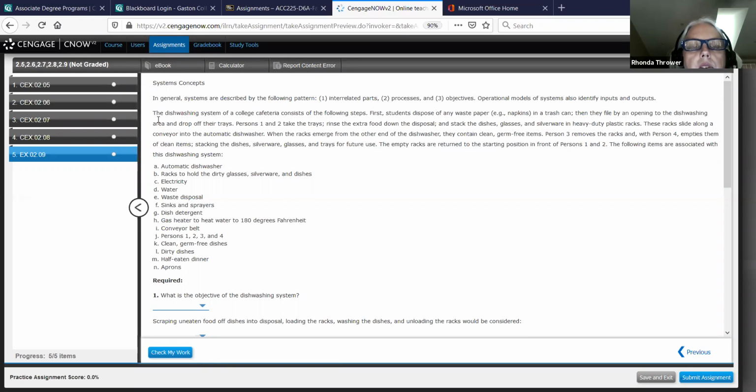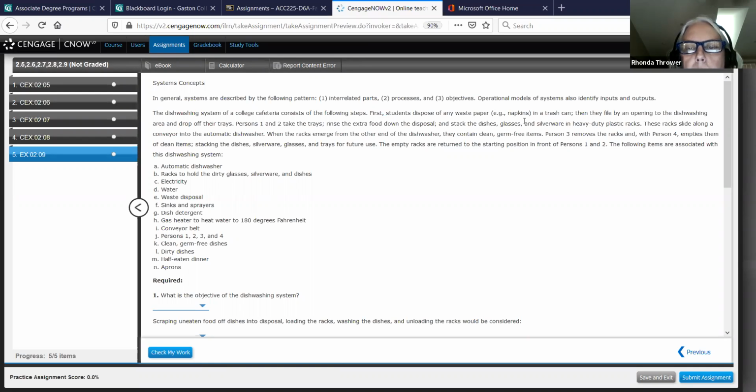Now, this is not going to be talking about an accounting system. This is just a total what if analysis here. But it's very important that you read this part so you'll understand what we're trying to do in this particular problem. The dishwashing system of a college cafeteria consists of the following steps. The first step is first, students will dispose of any waste paper, napkins.